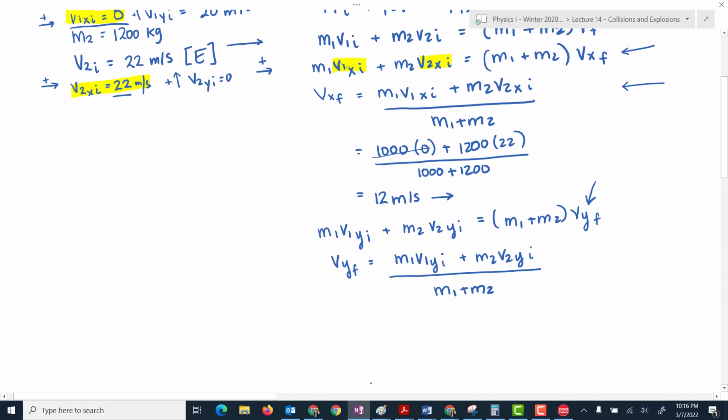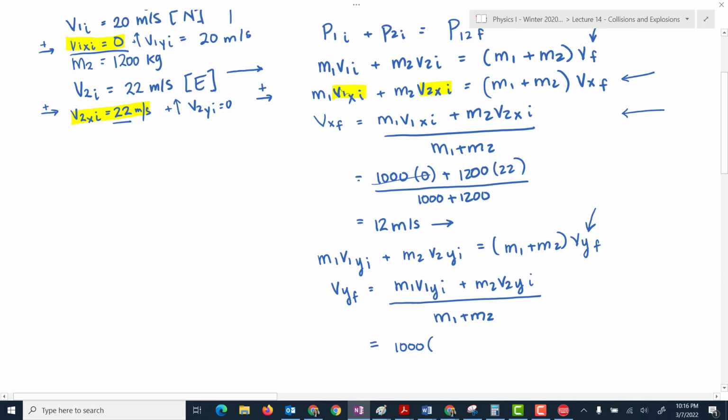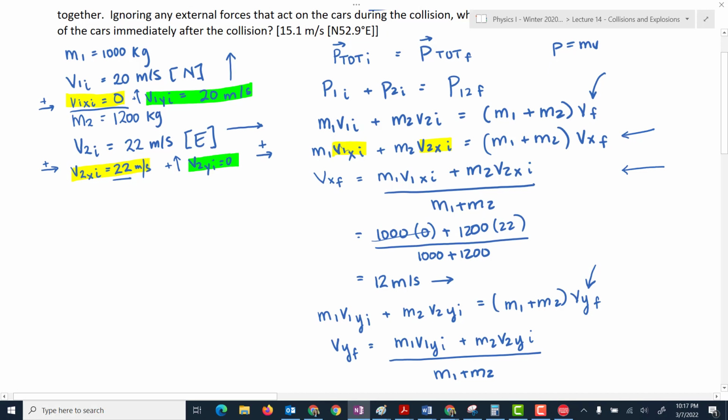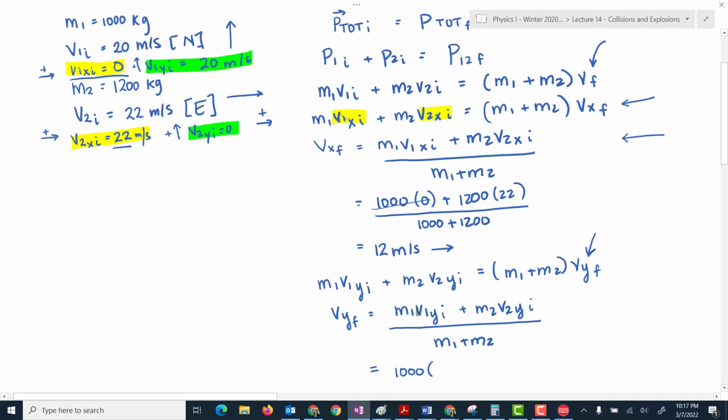So now we can sub in everything we know. M1 is 1000, V1 y initial, so I'll start to highlight those with a different color. So right here, V1 y initial is 20, and V2 y initial is 0. Okay, so those are the values that are going in here, V1 y initial and V2 y initial. That's where we're going to sub them in.